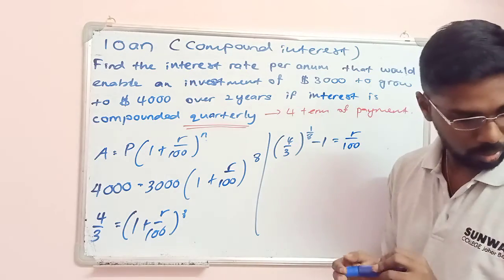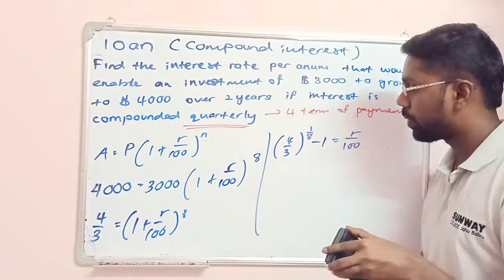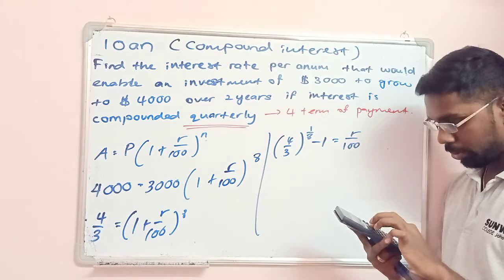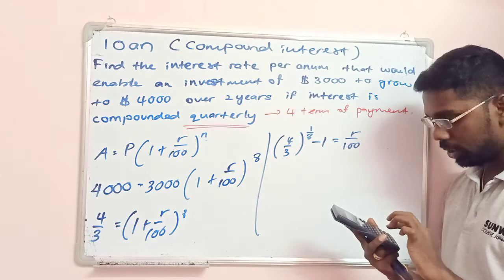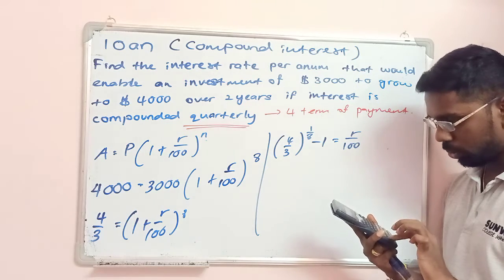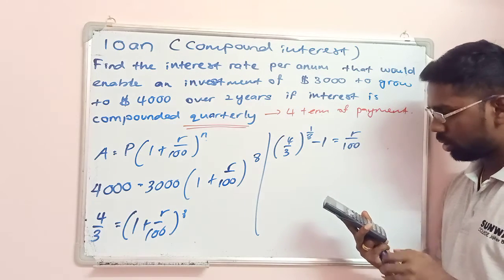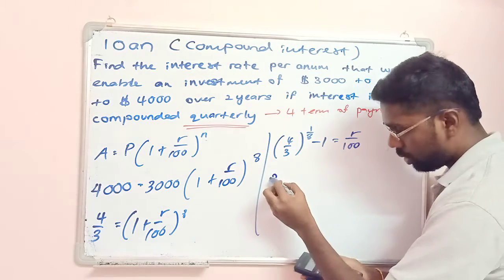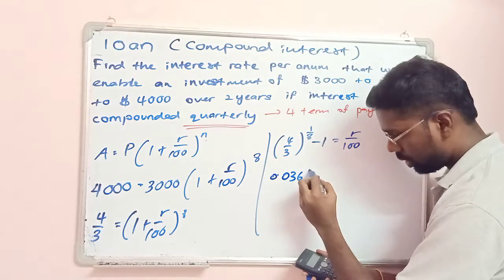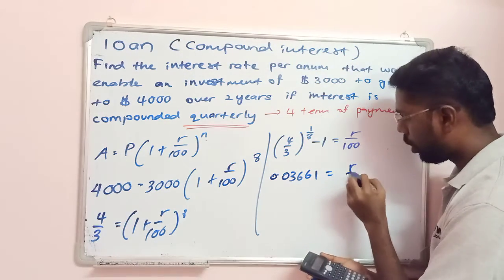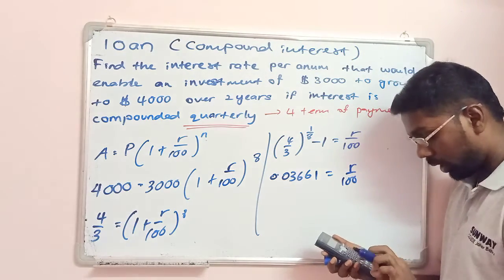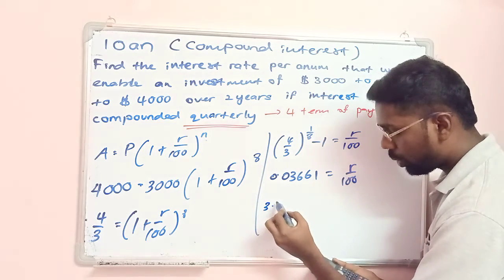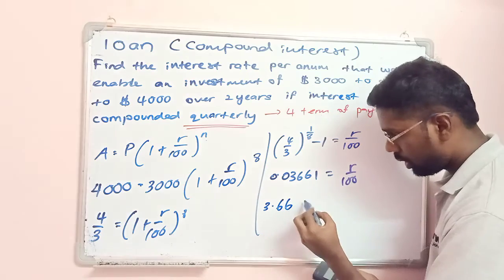So 4 over 3 to the power of 1 over 8, minus 1. Here I get 0.03661 equal to r over 100. Therefore, r equals 100 times that, so it will be 3.66 equal to r.